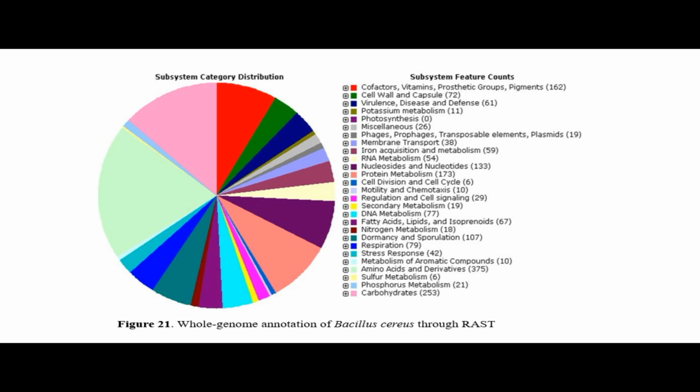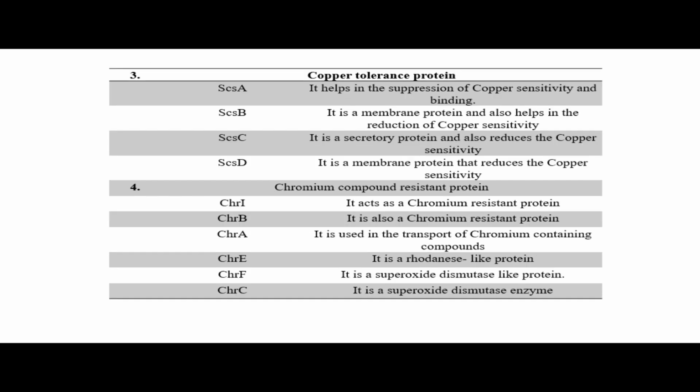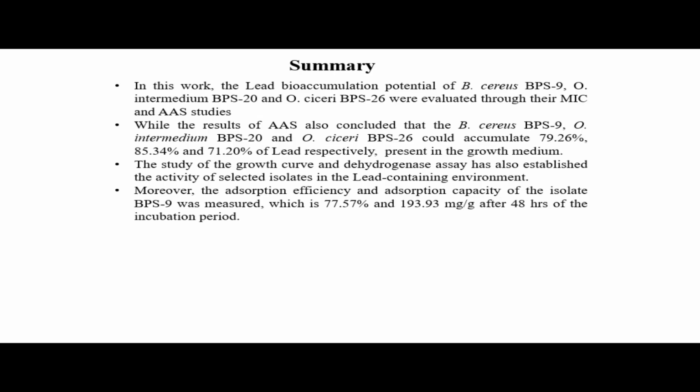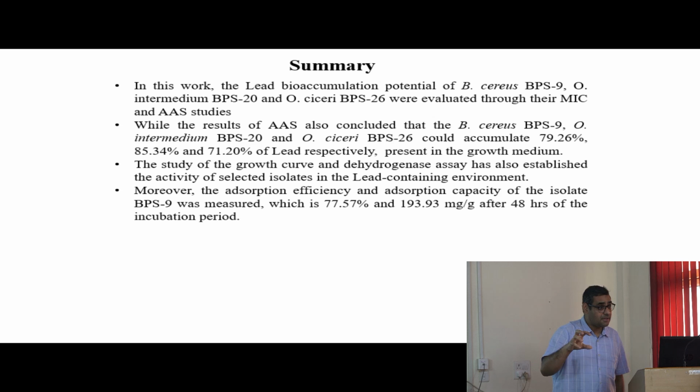Okay, so this is generated through RAST, and it is easy, not a tough one. It is all computer generated. Now, I think I already told you about this, the copper tolerance. So in summary, this case study will give you this profile: the wet lab exercise, MIC, AAS studies. Then you have the adsorption efficiency studies, and you found that they can accumulate 79%, 85% and 71% of the lead. It means they can absorb this much lead because of their multi-metal resistance capability.